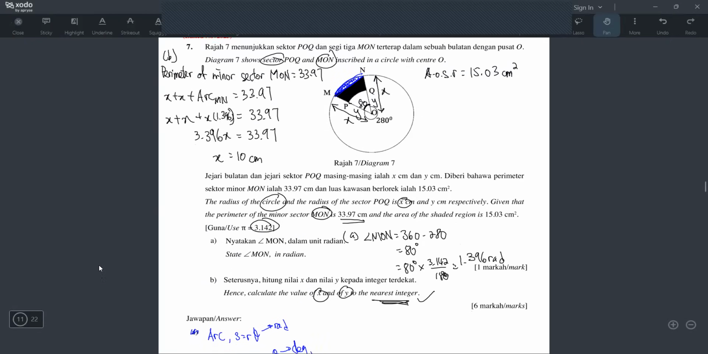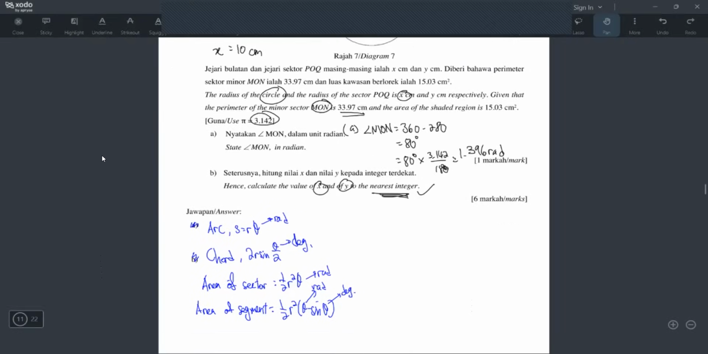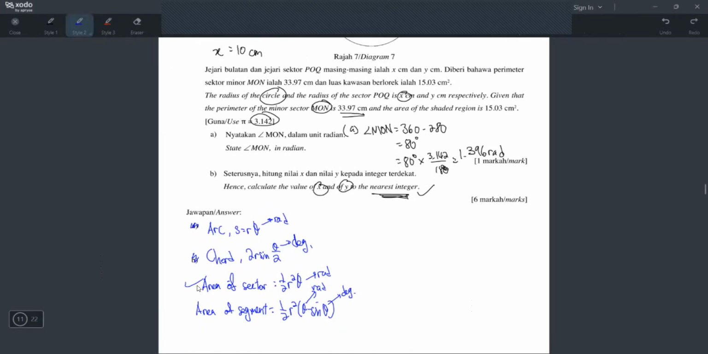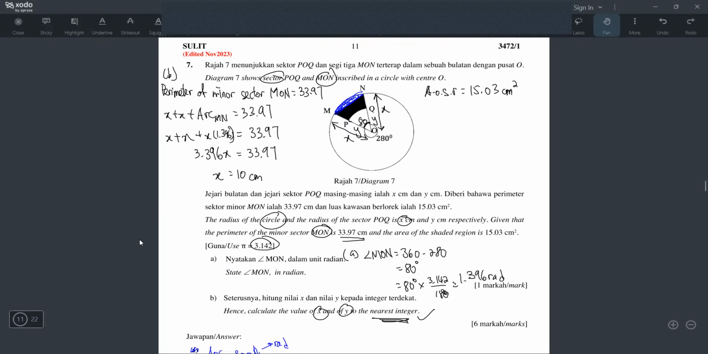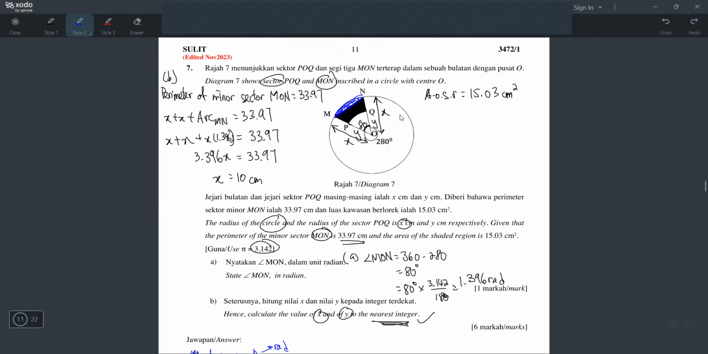So now what should I do, which formula should I use? I will focus on these two formulas, sector and segment, because I'm finding area now. The first thing I do is get the area of big sector by using the 1 over 2 R squared theta formula. So what is the radius? X, right? But the X I already know is 10. So it will be 10 squared times theta, and the theta has to be in radian. 80 degree in radian is 1.396. This is the formula to find the area of the big sector, which is OMN sector.